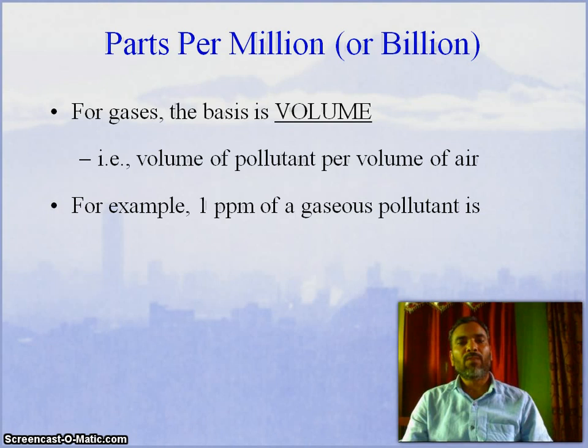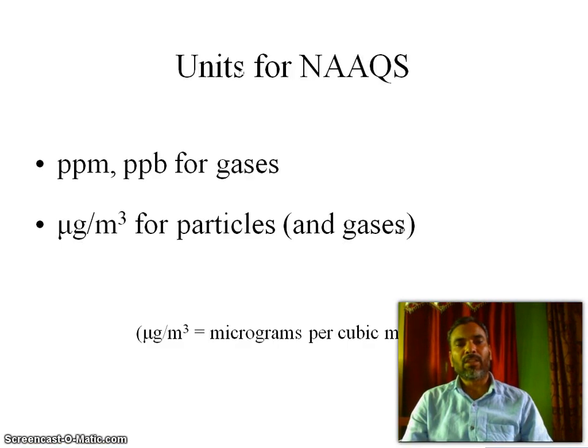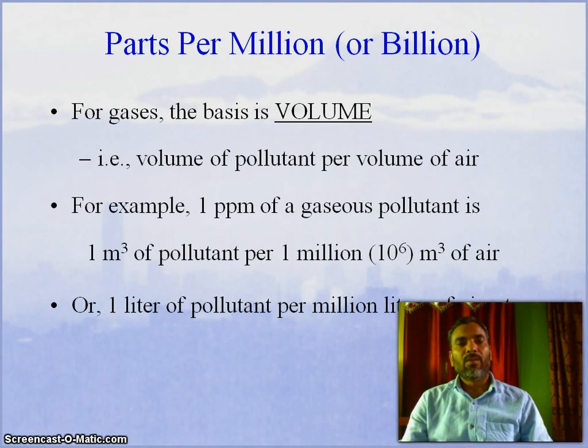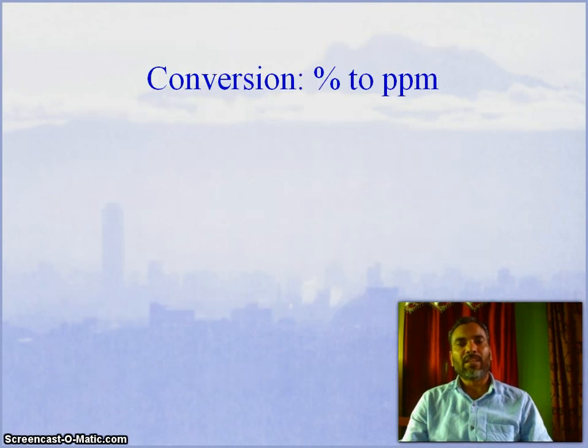For example, 1 ppm of gaseous pollutant is 1 cubic meter of pollutant per 1 million, 10 to the power 6, cubic meters of air. That is, 1 liter of pollutant per million liters of air. Similarly, part per billion is per billion volume of air.